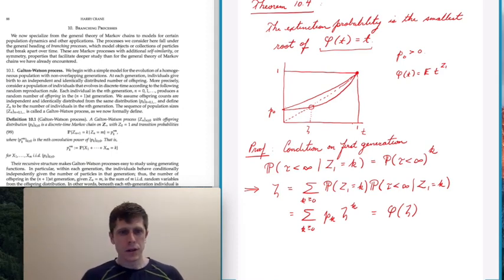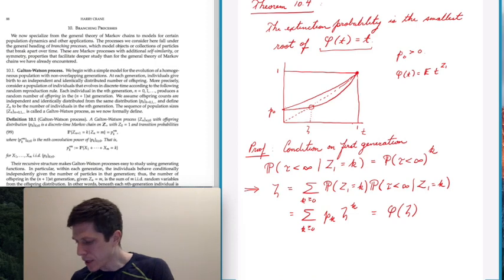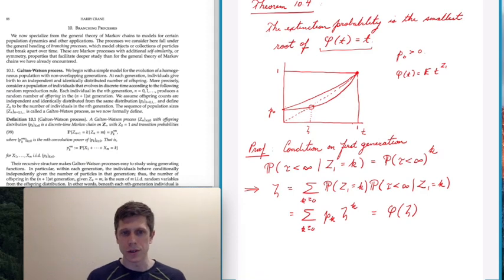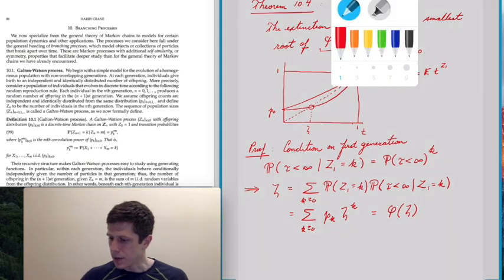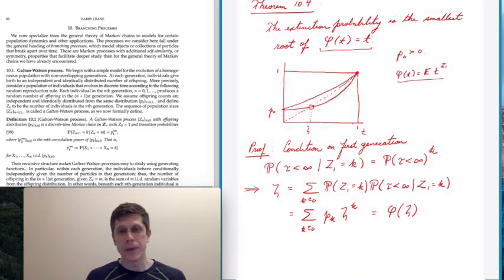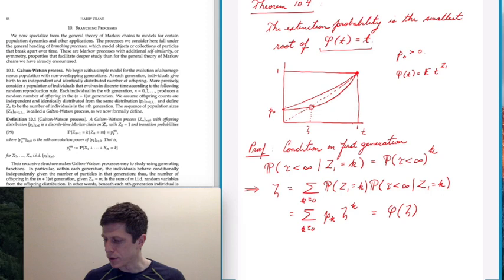All right, so we've shown that the extinction probability is a fixed point of the generating function, so it satisfies the relationship, but we still need to show that it's the smallest solution. In general, remember what phi is. Phi is a generating function, and it's a polynomial, so it's going to have multiple solutions in general. And we need to show that it's the smallest solution.